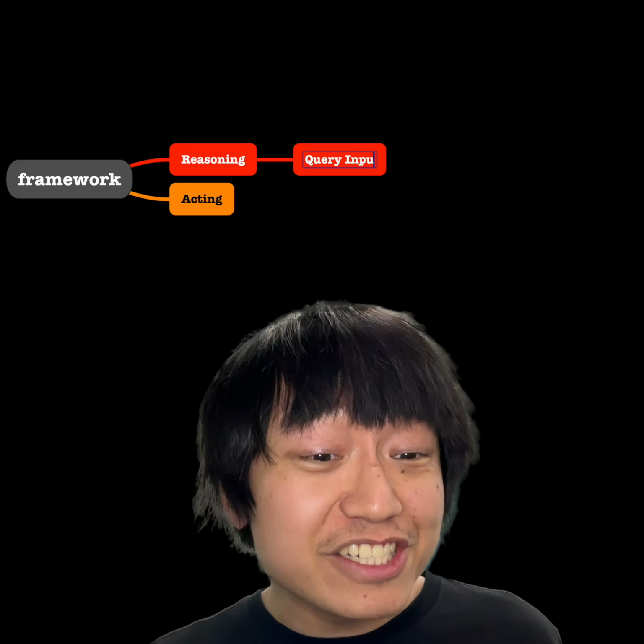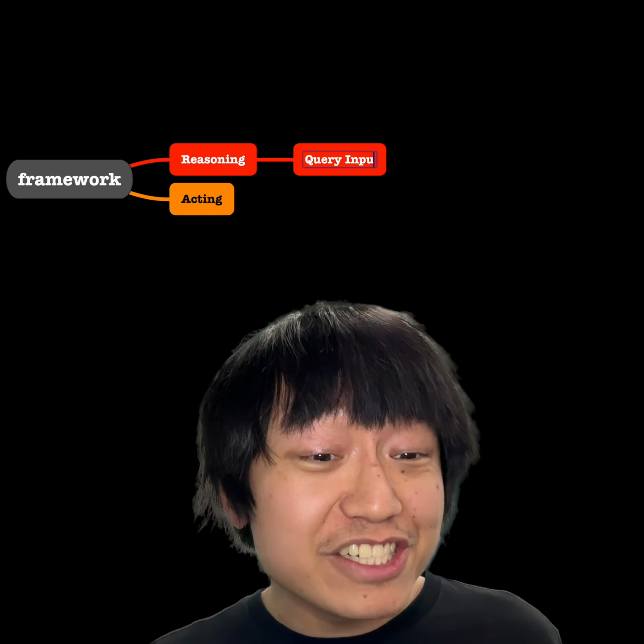Before we dive into Reflexion, it is very important to understand ReAct, which is reasoning and acting, the foundation upon which Reflexion builds. Let's talk about how ReAct works. The first process is query input. The agent receives a task or question, and then its LLM responds.